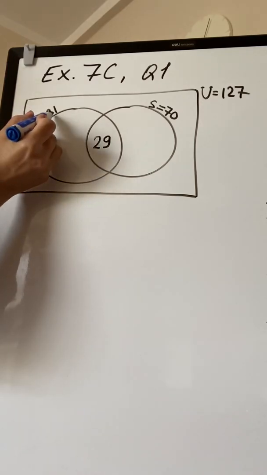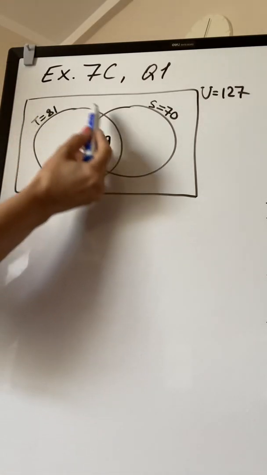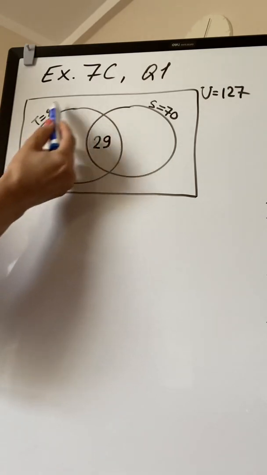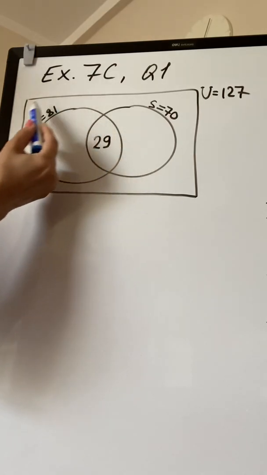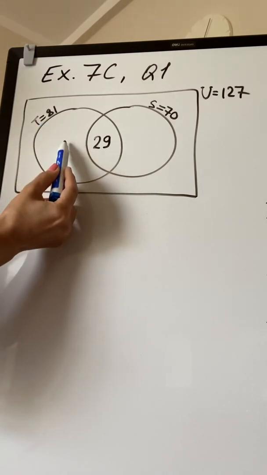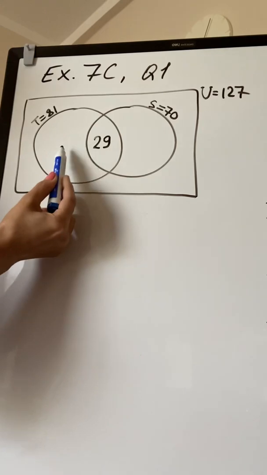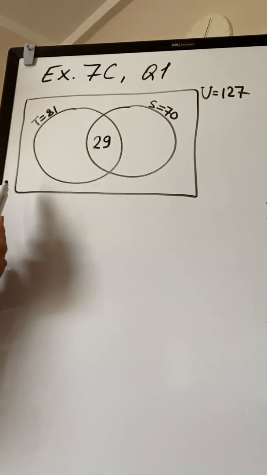I'm writing 81 outside the circle. Why? Because the circle actually consists of two areas: this crescent-like shape and the middle one, okay? Both parts of T equal 81. So I'm not going to write 81 either here or there because it's going to be confusing. So outside the circle, T equals 81.